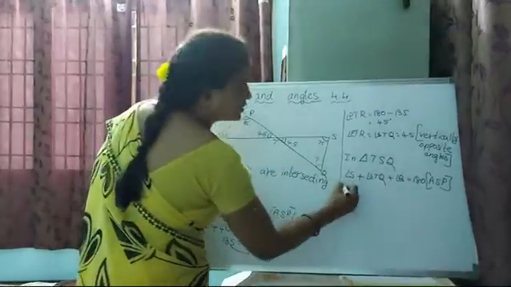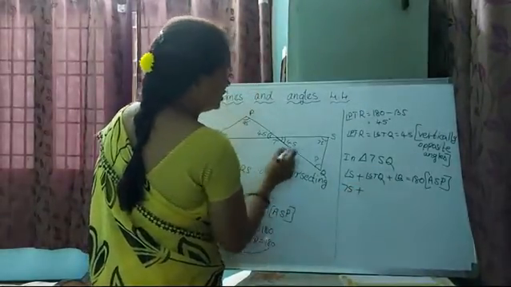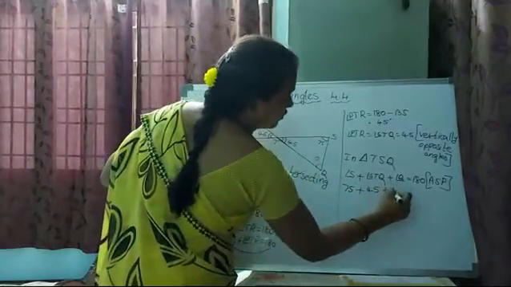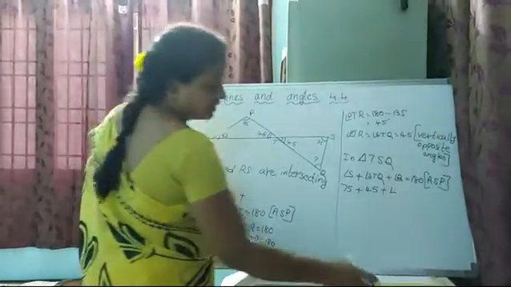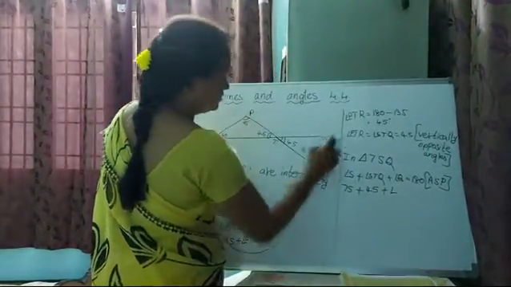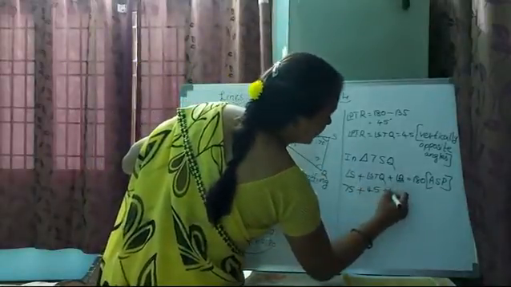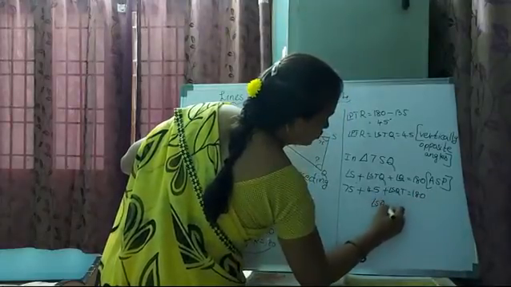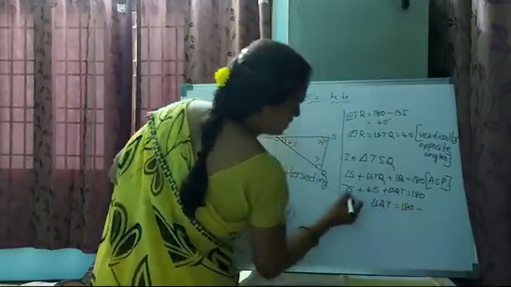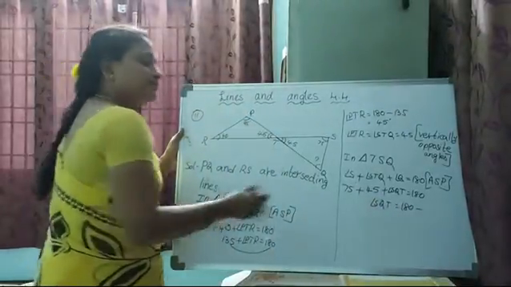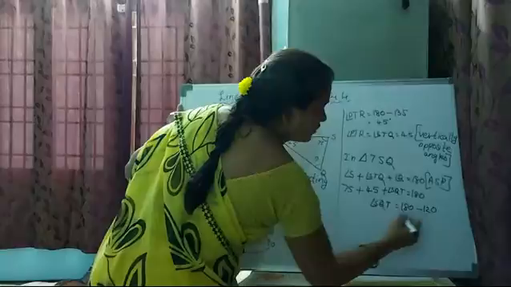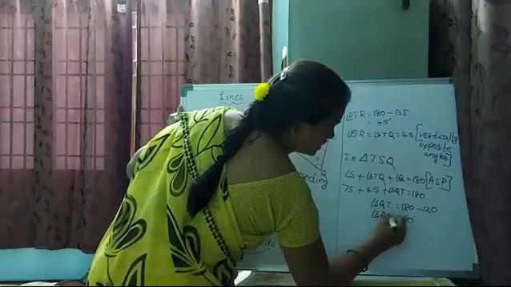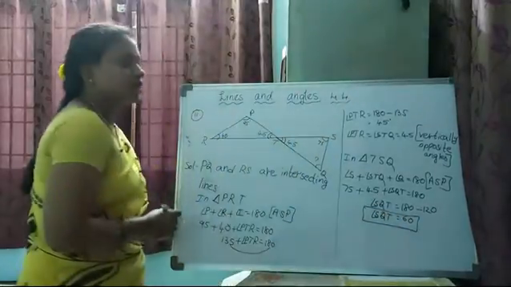So angle S is equal to 75 degrees. Angle STQ is 45 plus angle Q, which we don't know. We have to find out angle SQT. Angle SQT is equal to 180 minus, 75 plus 45 is 120. So 180 minus 120 is 60 degrees. Angle SQT is equal to 60 degrees. In this way we can prove that one.